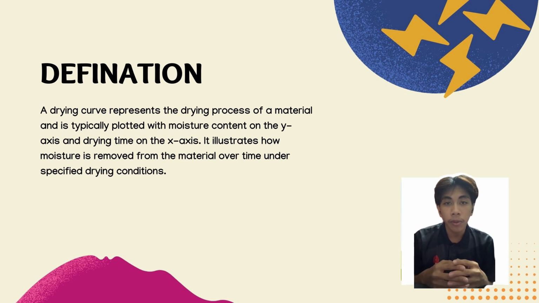Today I want to talk about drying curve. So we start from the definition. A drying curve represents the drying process of a material and is typically plotted with moisture content on the y-axis and drying time on the x-axis. It illustrates how moisture is removed from the material over time under specific drying conditions.